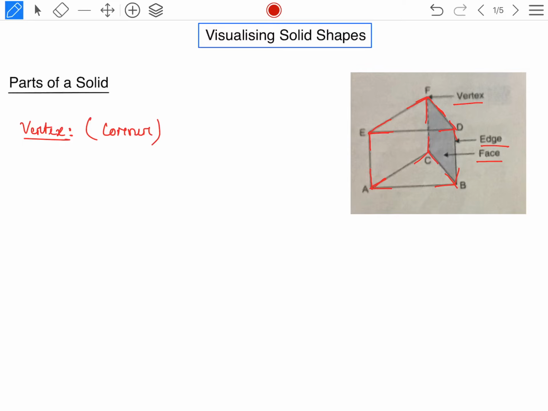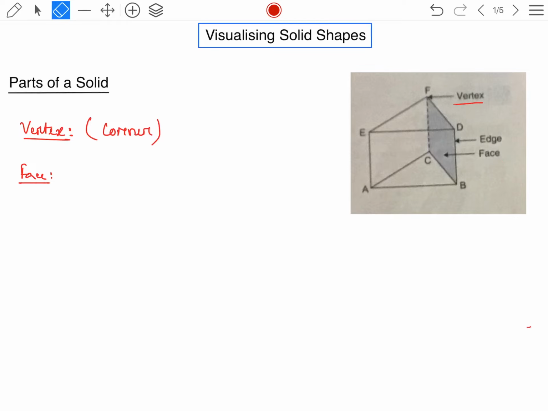Now another thing I am telling is face. Now what is a face? Face is a flat surface of a solid. This is one flat surface, this is another, this is another, these are all flat surfaces, they are the faces. Since this is a 3D object, it will have 6 faces. There will be 6 faces in this figure. Understood? So that is about face.